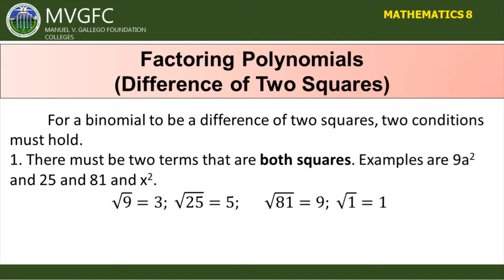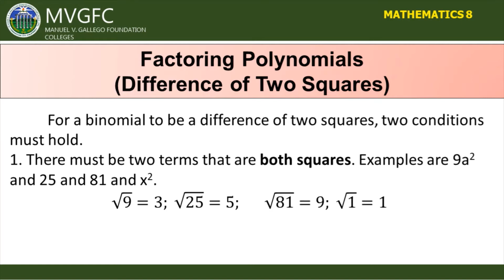For 9, when you find the square root of 9, our answer is 3 because 3 multiplied by 3 is 9. Same goes with 25. The square root of 25 is simply 5 because 5 times 5 is equal to 25. Next, the square root of 81 is simply 9, because once again 9 multiplied by 9 is 81.